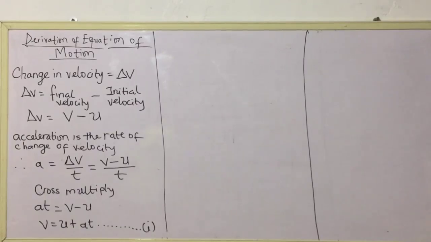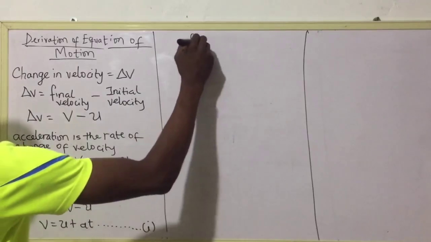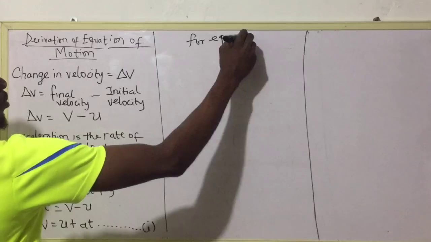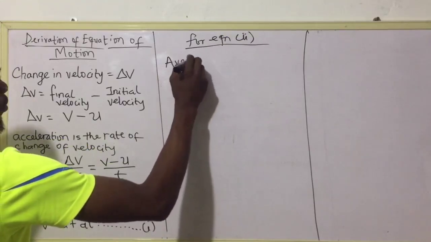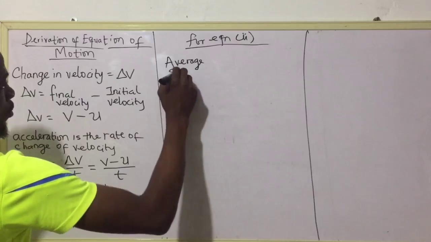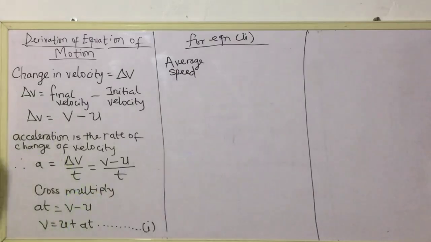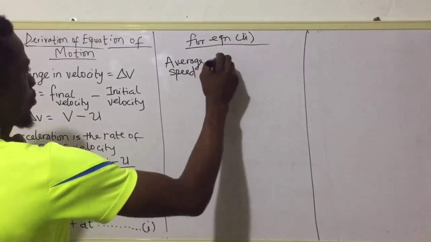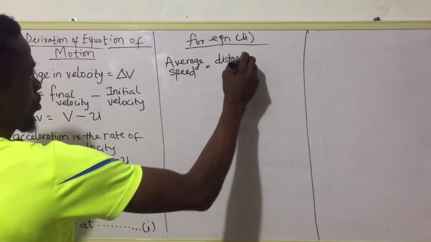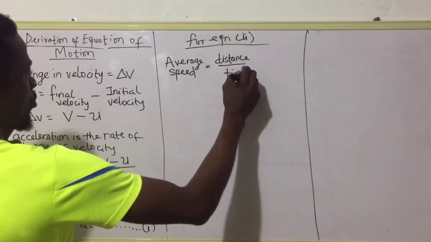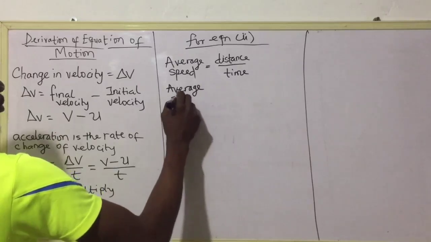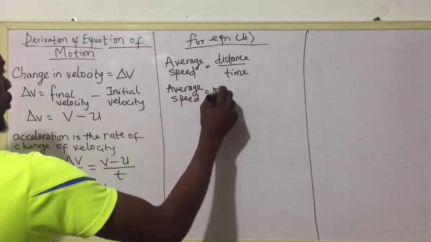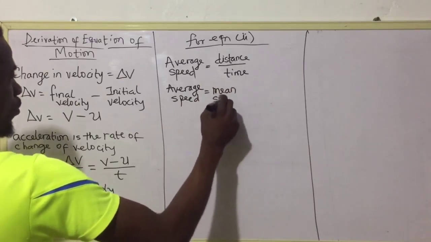For the second equation of motion, we are going to be introducing the term average speed. Coincidentally, average speed is also how we come about our equation 4. But let's stick with equation 1 for now. Average speed is the same thing as your distance over time. But the term average speed is also our mean speed. And mean is the addition of the data given divided by the number of data.